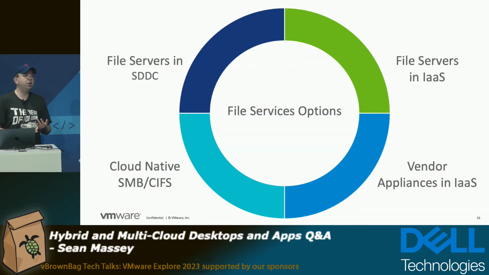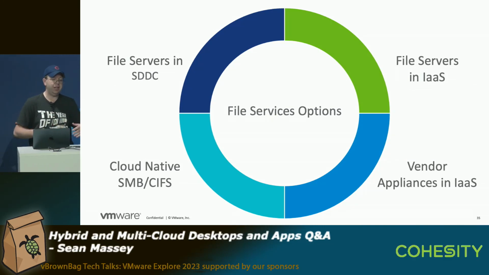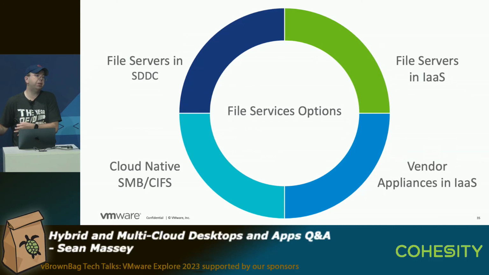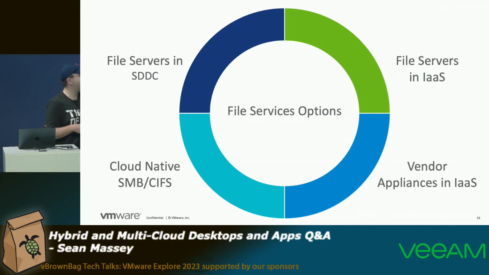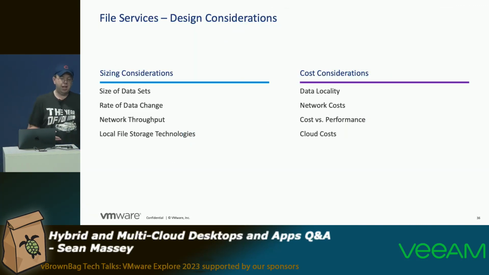Where do I put my file servers? Do I do Windows in the SDDC? Do I do Windows in the native cloud service? Do I do some sort of cloud native service? Am I using something like Pure Storage on-prem, and can I use their virtual appliance? So those all factor into your choices, and those all impact cost. Cost being the biggest thing in your design considerations.